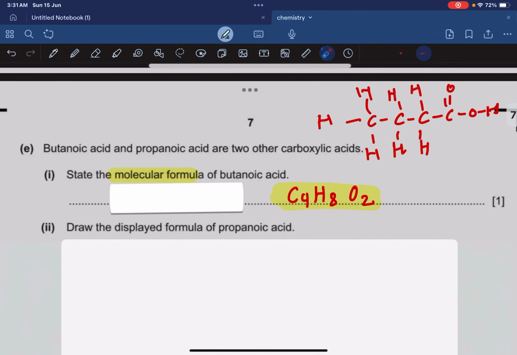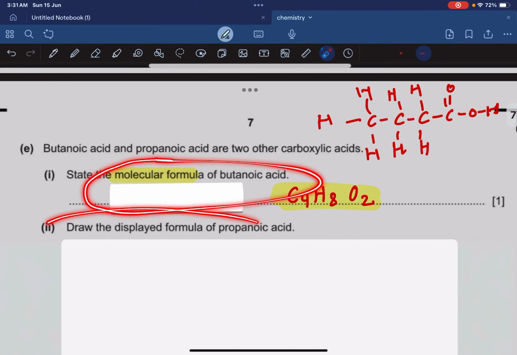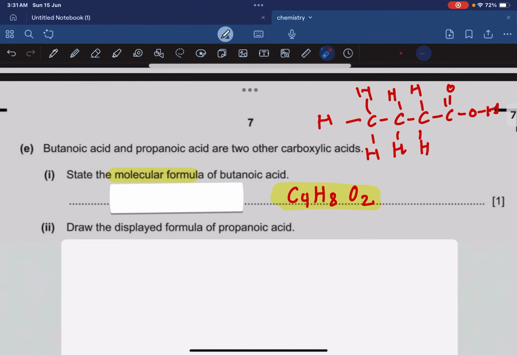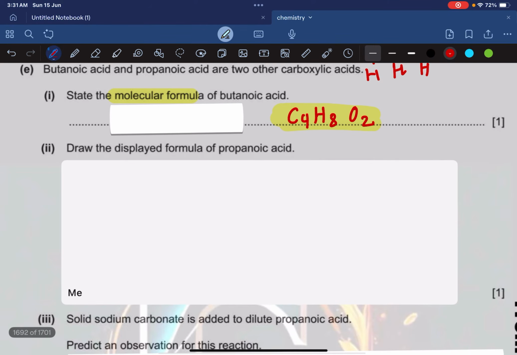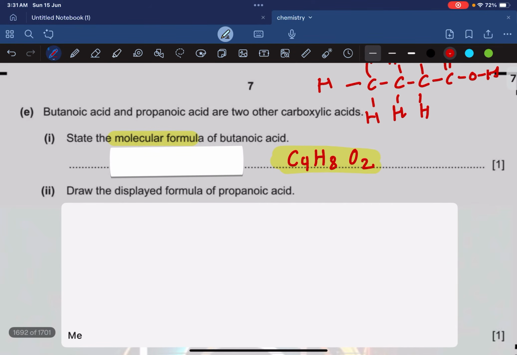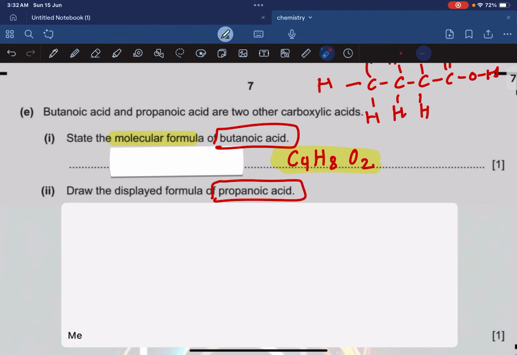Okay. Draw the displayed formula of propanoic acid. I know this is damn confusing. I don't know why the examiner is trying to confuse you by first asking for the molecular formula of butanoic acid and then asking for the displayed formula of propanoic acid. I know the examiner is trying to confuse you, but you had to be careful doing your paper with open eyes and reading all this. I know, while doing your exam, we are a bit tensed and not in our proper senses, but still in order to do this exam you had to be careful.